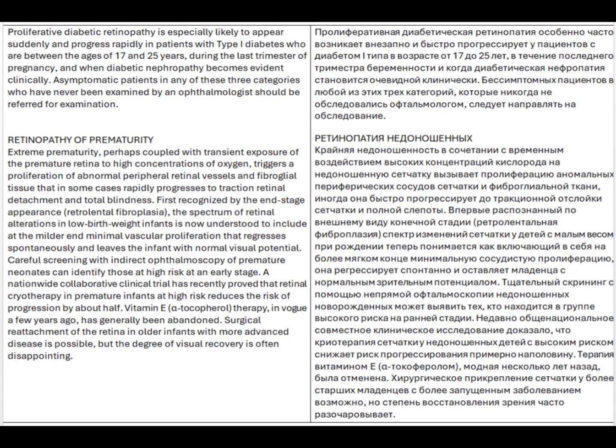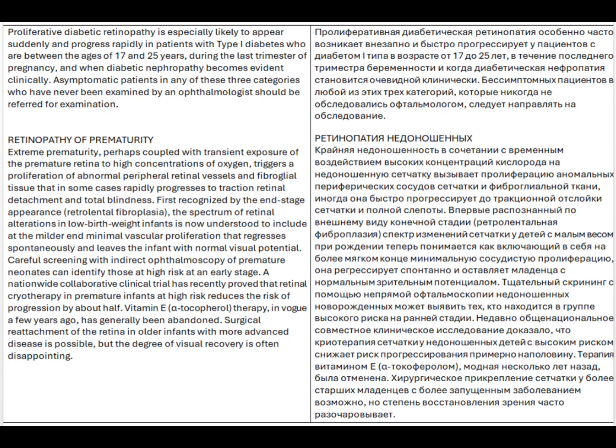Extreme prematurity, perhaps coupled with transient exposure of the premature retina to high concentrations of oxygen, triggers a proliferation of abnormal peripheral retinal vessels and fibroglial tissue that in some cases rapidly progresses to traction retinal detachment and total blindness. First recognized by the end-stage appearance, retrolental fibroplasia, the spectrum of retinal alterations in low birth weight infants is now understood to include at the milder end minimal vascular proliferation that regresses spontaneously and leaves the infant with normal visual potential.